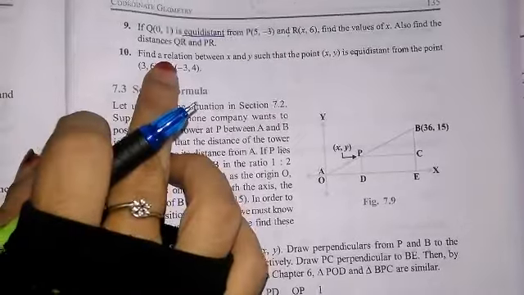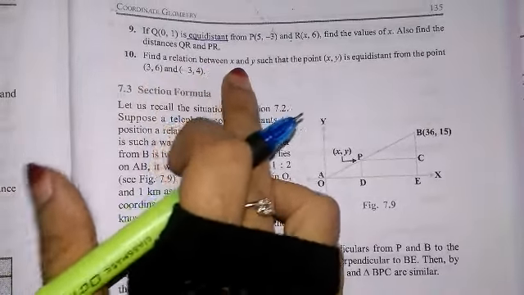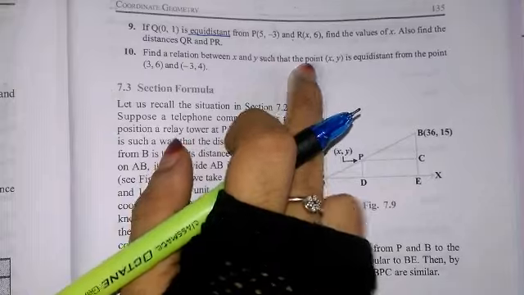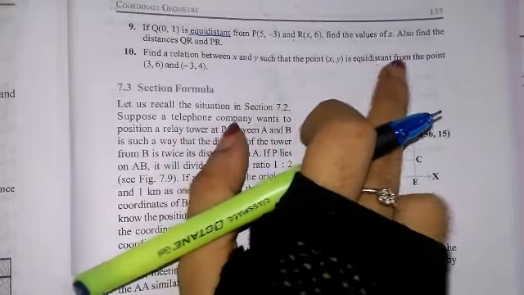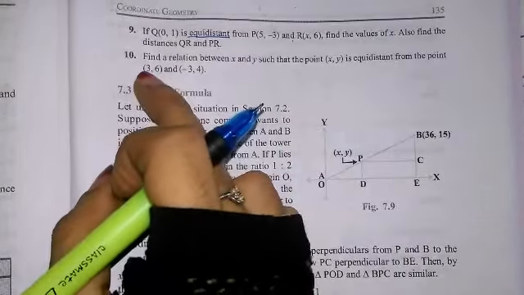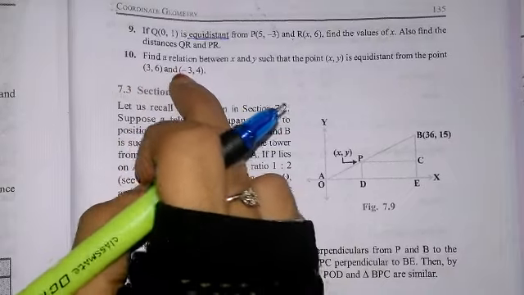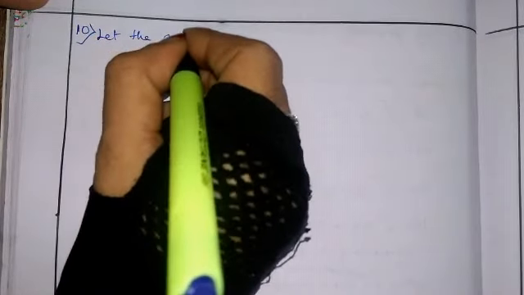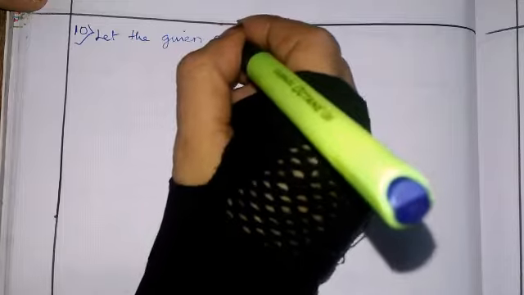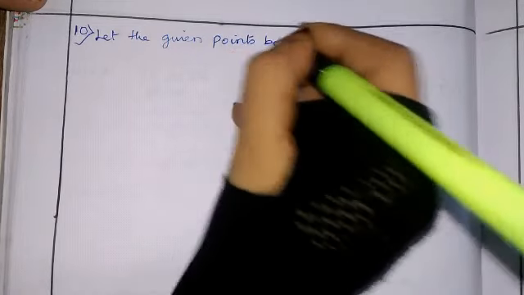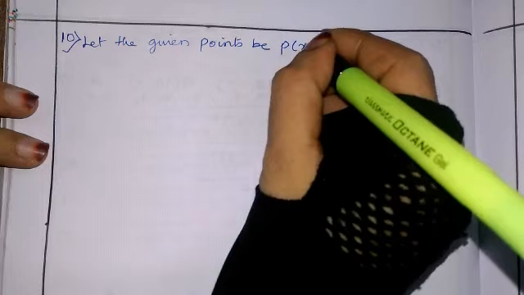Question number 10. Find a relation between x and y such that the point (x, y) is equidistant from the points (3, 6) and (minus 3, 4). Okay. Here let the given points be. First I will take P(x, y).